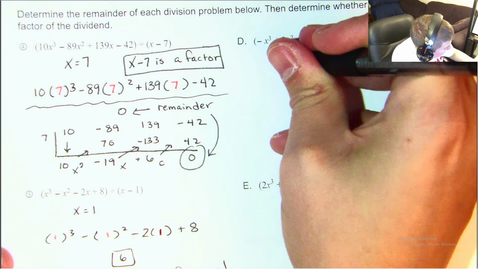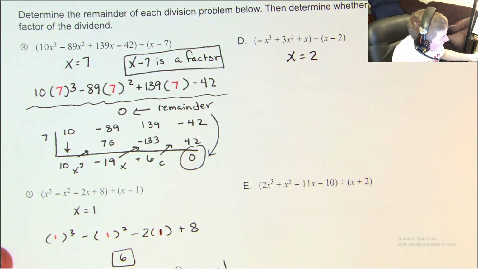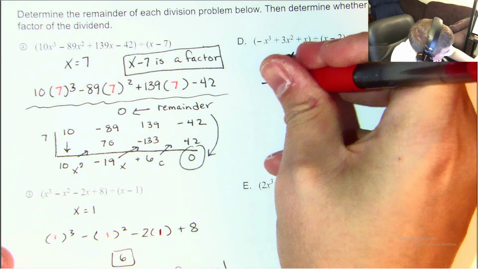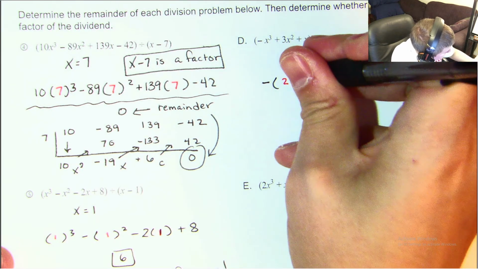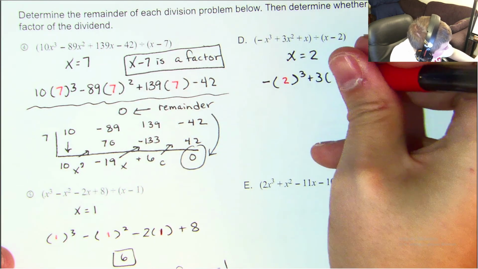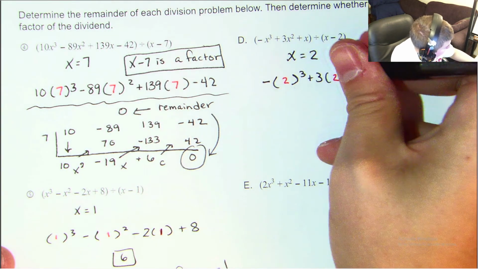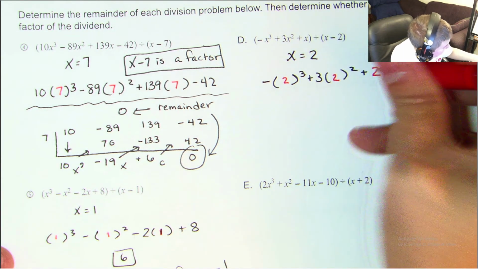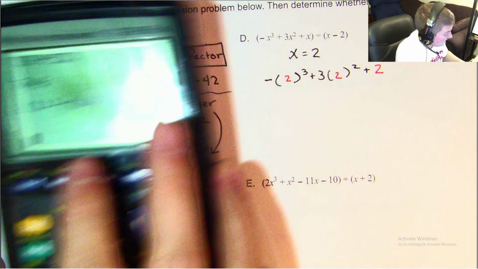So my x value is going to be equal to 2. So my x value is 2, so I can go ahead and type this in. I'm going to get the opposite of 2 cubed plus 3 times 2 squared plus just 2. And we want to see what that result is.